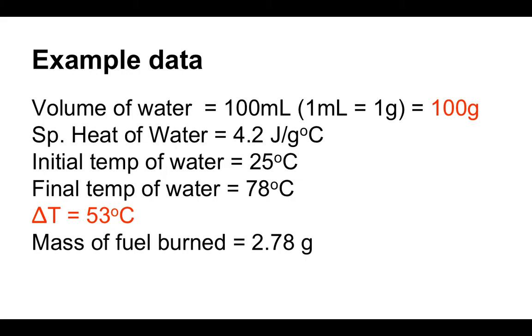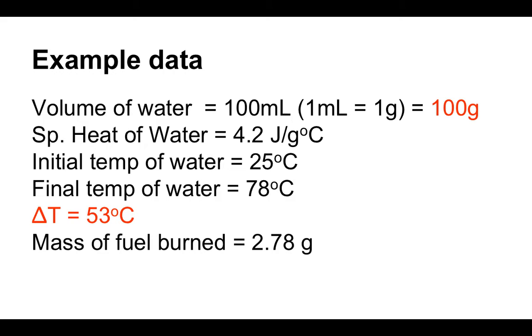So here's some example data. If you start off in your calorimeter with a volume of water equal to 100 milliliters, we know that 1 milliliter equals 1 gram, so therefore we have 100 grams of water. We know the specific heat of water is 4.2 joules per gram degree Celsius. If we didn't know that information, we could definitely look it up on any table or textbook. It'll give us that information.